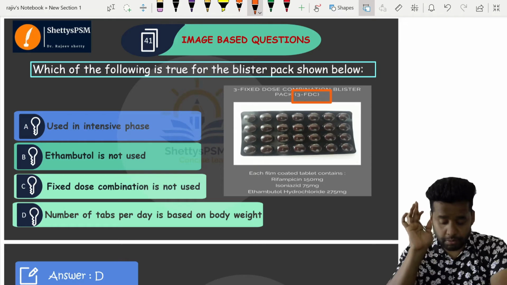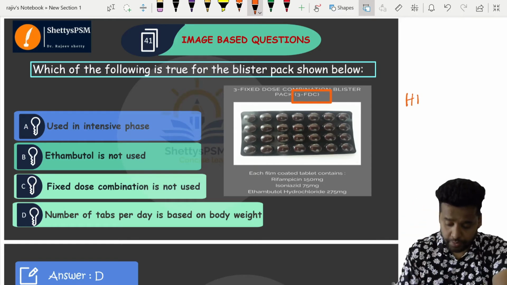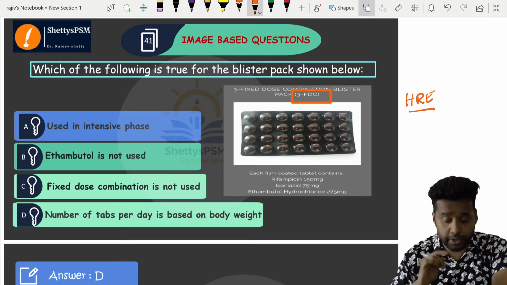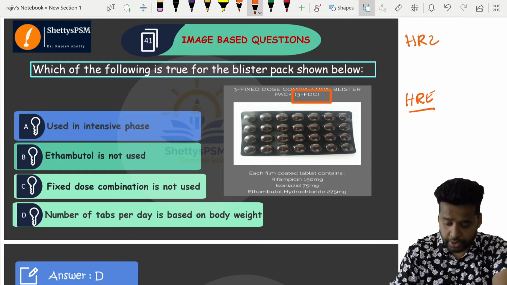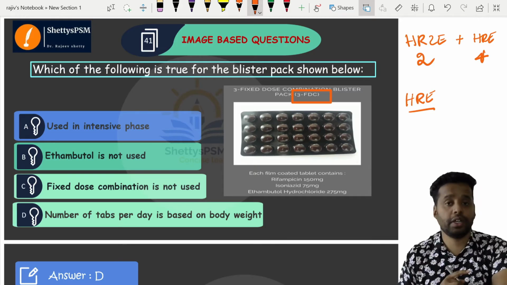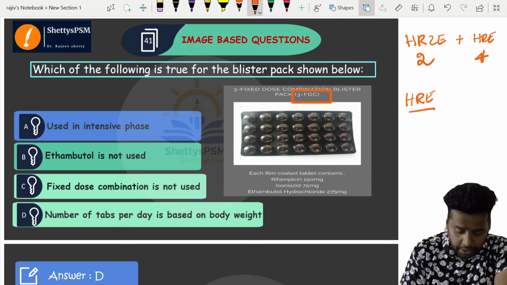3-FDC, fixed dose combination, is HRE. This is used in the continuation phase. What is used in the intensive phase? HRZE plus HRE. 2 months of intensive phase, 4 months of continuation phase. So it is used in the intensive phase.